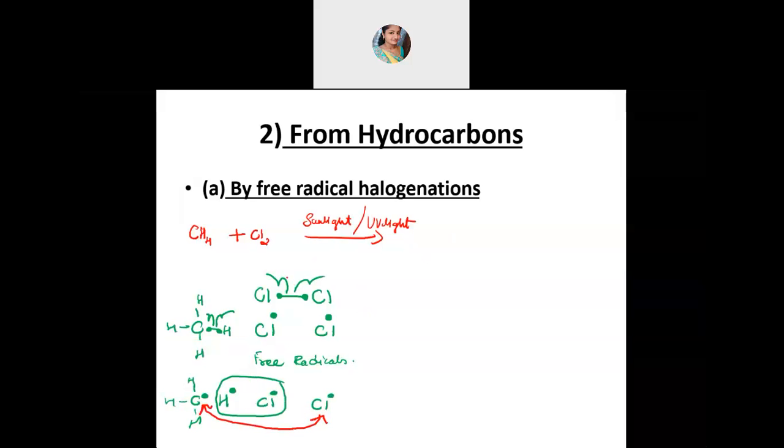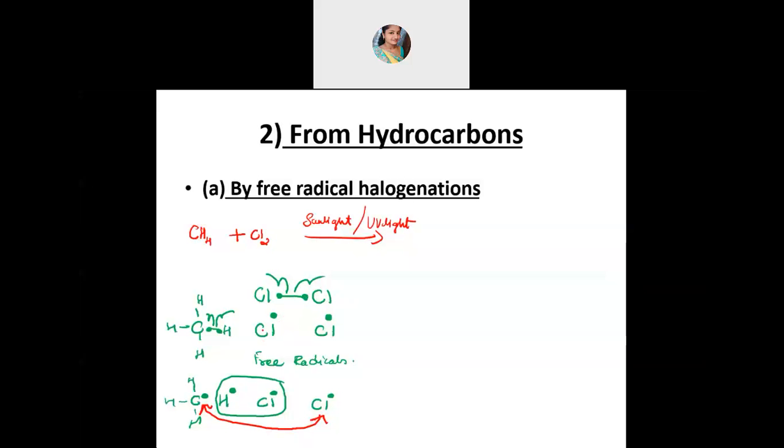When the sunlight falls on the chlorine molecules, they break down. Homolytic fission happens. Homolytic means where there is equal distribution of electrons. Heterolytic means where the shared pair of electrons is taken by one species. Now here both of them are of the same kind, so equal breaking happens. That happens only in the presence of sunlight. If you provide sunlight or heat, it breaks in this fashion and gives the free radical.